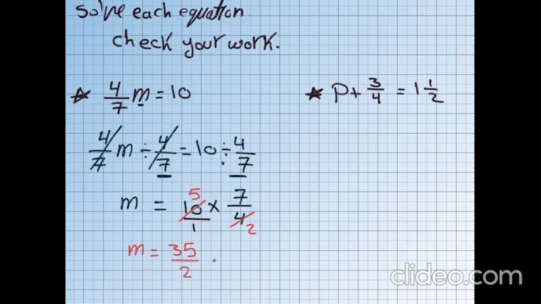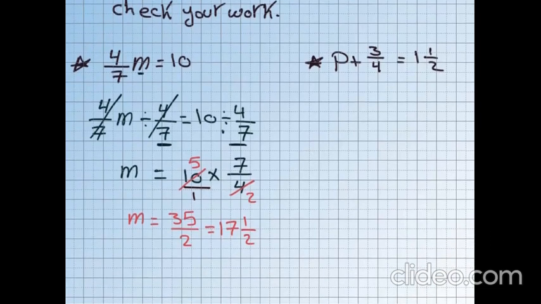35 over 2. 35 divided by 2, the answer is 17 and remainder 1 over 2. This is the final answer. If I want to check whether my answer is right or wrong, I will take 17 and a half and write it instead of m.